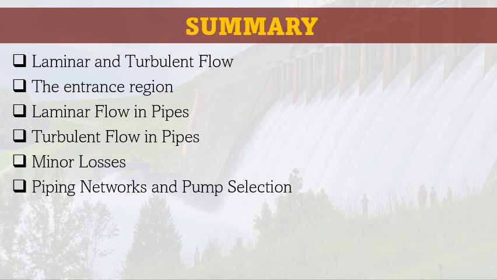In this lesson, we were able to unveil the different concepts related to pipe flow in conduits or piping systems, particularly the difference between laminar and turbulent flow, what the entrance region is and its significance in the design of piping networks, the laminar flow and turbulent flow, which will help us determine the various quantities that will be needed in the design of pipes, such as the pumping power requirements, the minor losses, which is an addition to the major losses in order to get the total losses, and finally, on designing piping networks and eventually selection of the pumps.